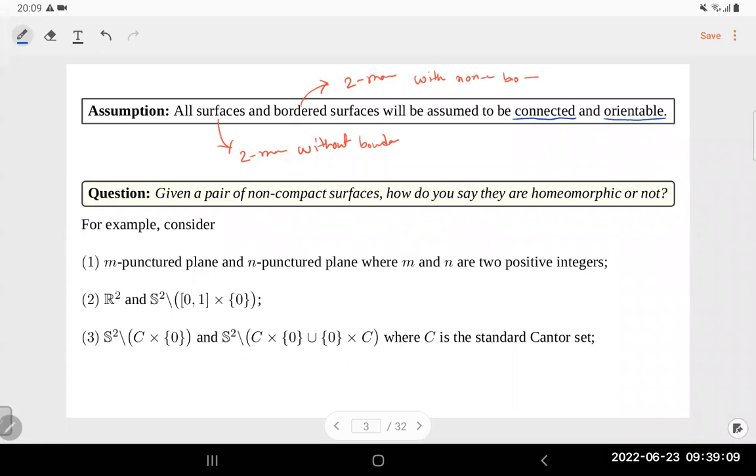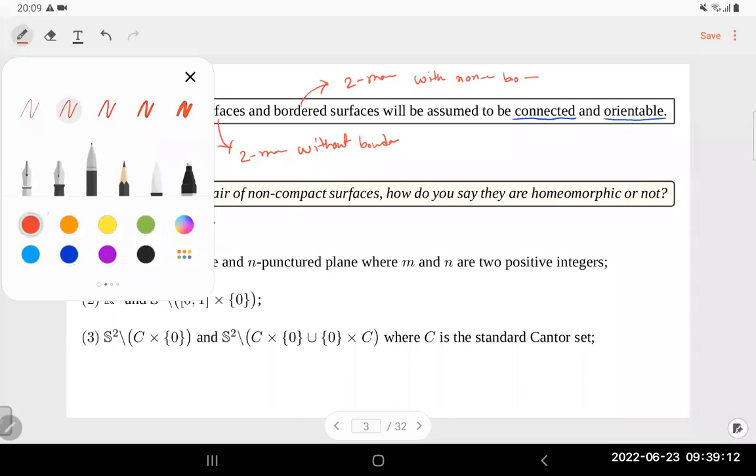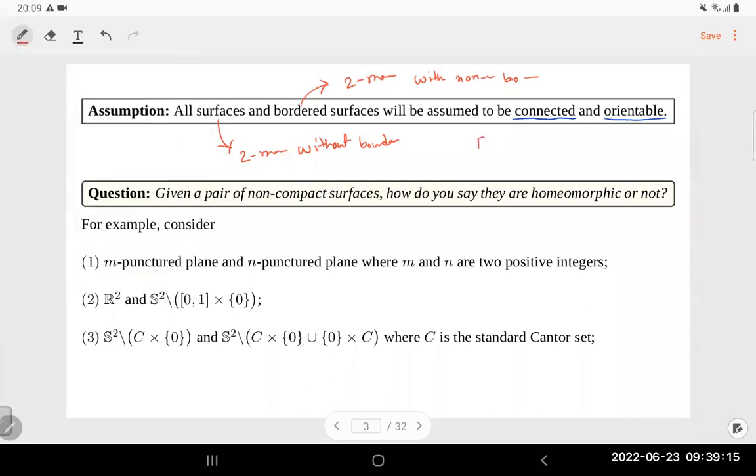There is a classification theory for non-orientable surfaces also, but today I will not consider non-orientable surfaces, just because of one fact: every orientable surface can be embedded in R3. Most non-orientable surfaces, or bordered surfaces, cannot be embedded in R3, so you can't see them. We'll see that most orientable surfaces can be embedded in R3.